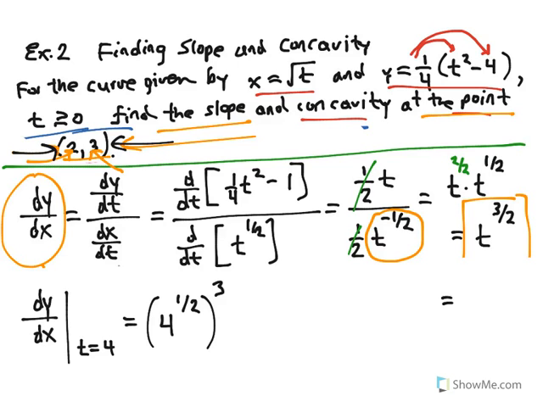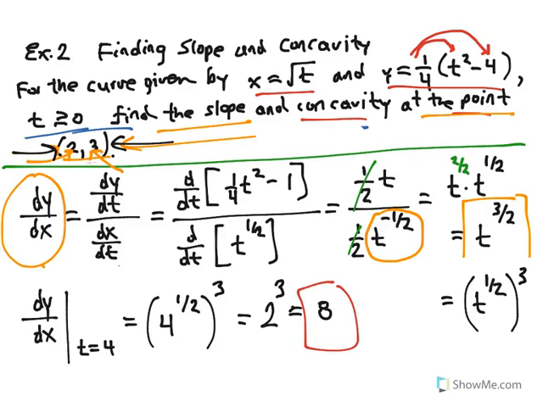Of course, you can write t to the 3/2 as t to the 1/2 raised to the third power, a power of a power, multiply the exponents there, and you get t to the 3/2. And when we write it that way, we're able to evaluate our derivative at t is equal to 4. So we have 4 to the 1/2, which is the square root of 4, which is 2, and 2 to the third is 8. So what is the slope of the curve at the point 2, 3? The slope of the curve at the point 2, 3 is 8.